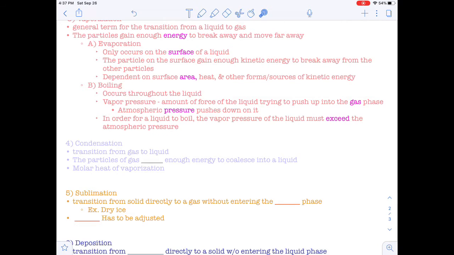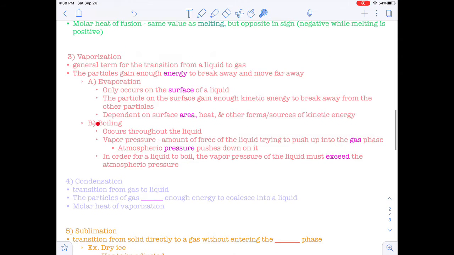So you have this vapor pressure where your liquid's trying to push up into the gas phase, but atmospheric pressure is pushing down on it. And if you want it to break away from the liquid and become a gas, it has to exceed this atmospheric pressure. So there are 2 factors that affect boiling, and that's the temperature and the amount of pressure. Because if there's less atmospheric pressure for it to break through, it will boil easier. And then if you increase the temperature, it'll be given more kinetic energy, which will help increase the vapor pressure and help break through this atmospheric pressure.